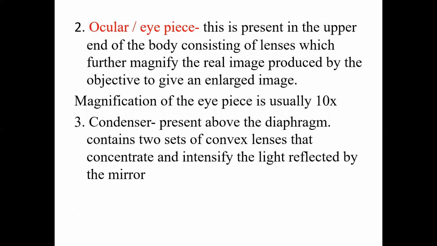Next we have the ocular piece or the eye lens. This is present in the upper end of the body, consisting of lenses which further magnify the real image produced by the objective lens. Usually the magnification of the eyepiece is around 10x to 15x. The next part of the microscope is the condenser, which is present above the iris diaphragm. The condenser consists of two sets of convex lenses that concentrate and intensify the light reflected by the mirror.